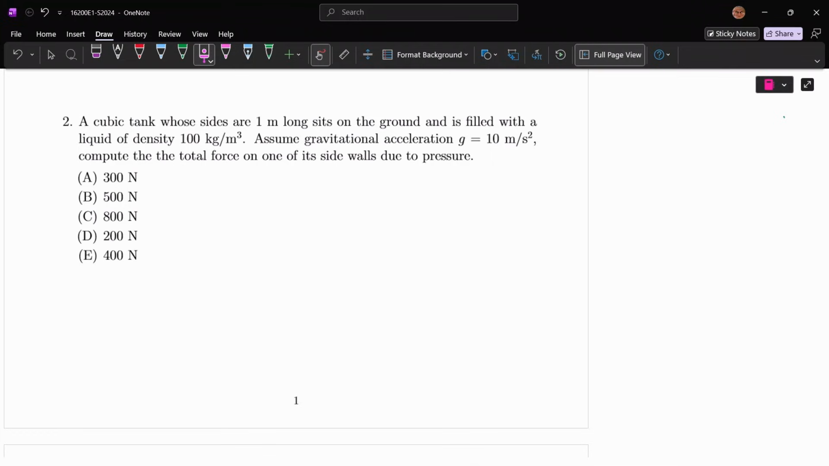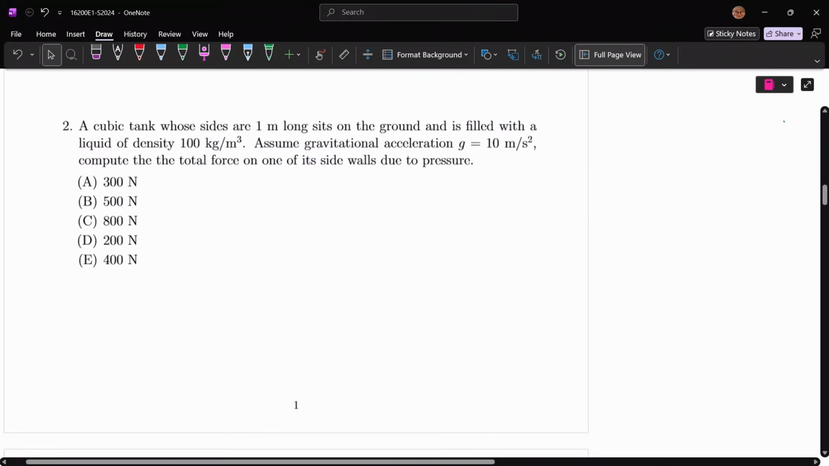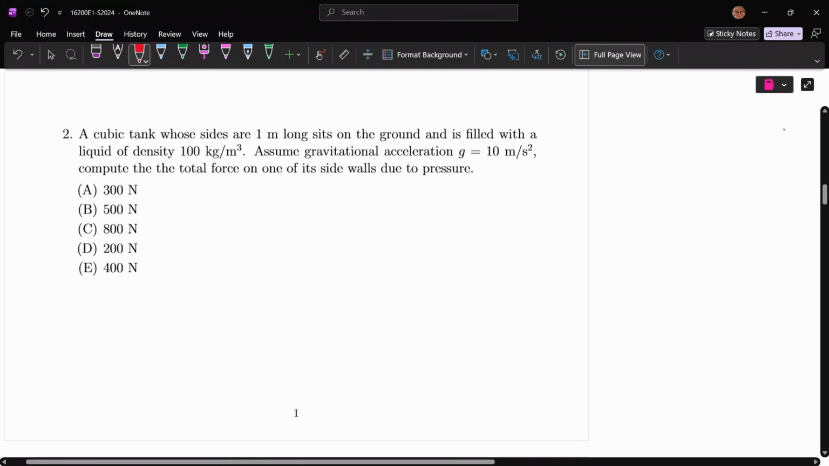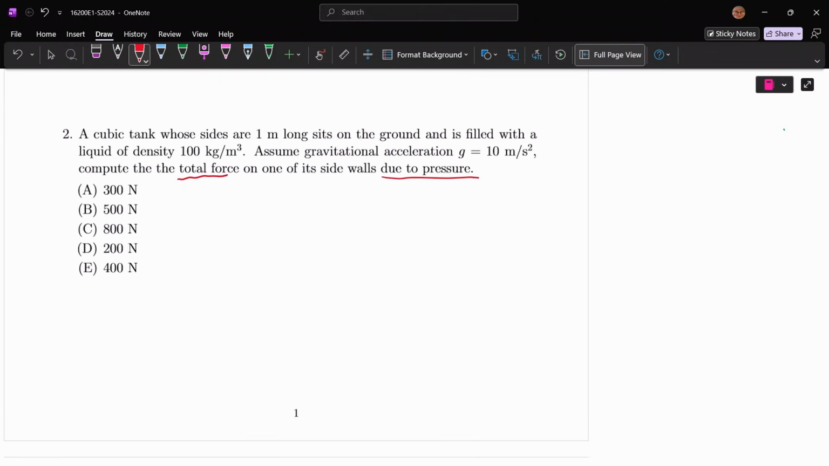So 2 big things I want to focus on in this question are total force and side walls due to pressure. I'll keep those underlined for the entire thing, because these two key phrases are going to be very important in giving us an answer. Obviously, first off, it's asking us to find a total force, and all of the answers are in newtons. So we're going to have to come up with a force by the end of this question. But it also mentions pressure in the question. So the 2 things you might be focusing on would be a force and a pressure.